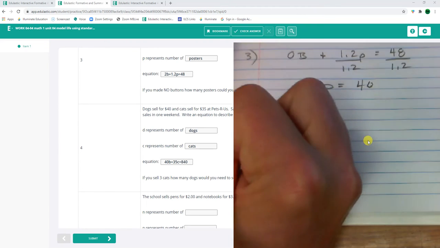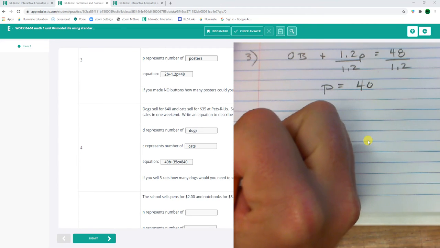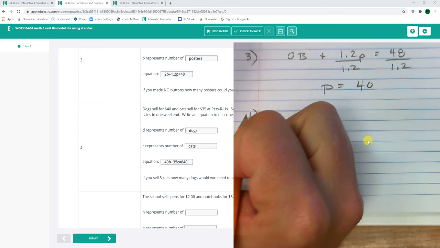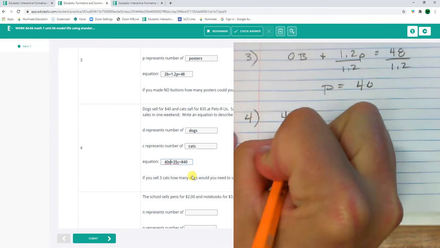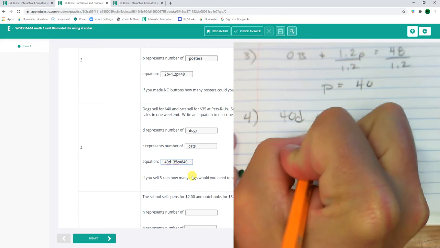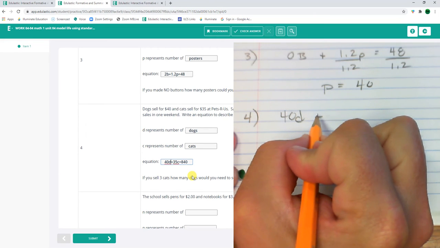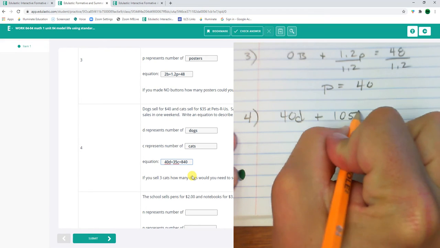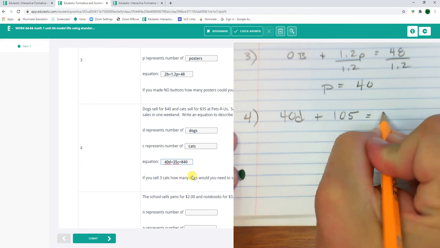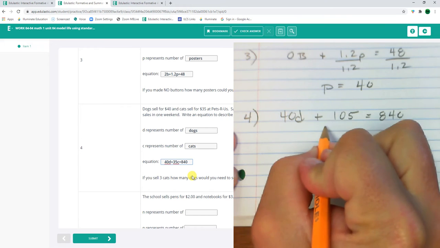All right, so number 4. Why did I put a B in there? This shouldn't be a B, that should be a D. Okay, 40D plus I'm selling 3 cats, and cats are $35, so it's $105 in cats equals 840. Let's solve this.